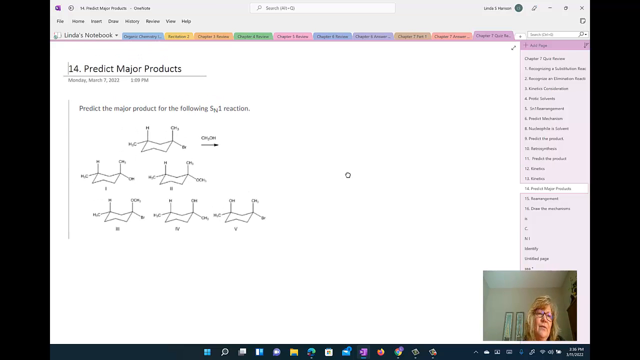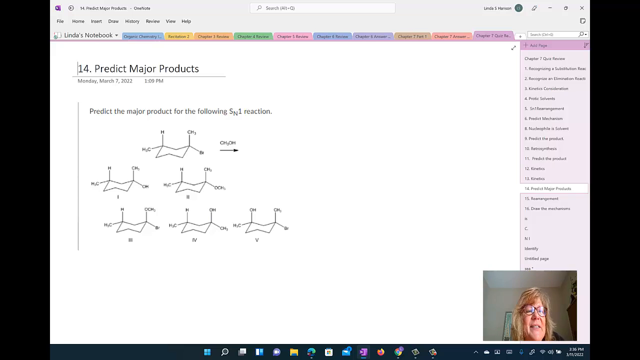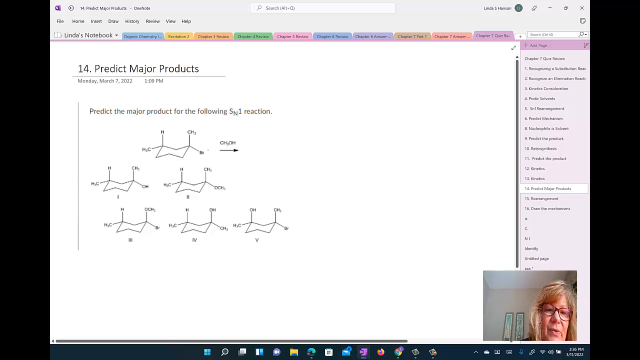Here's a question from our quiz that asks us to predict the major product for the following SN1 reactions. So with this question, we need to figure out the major product of an SN1 reaction. Here's the substrate. This is the electrophilic center.